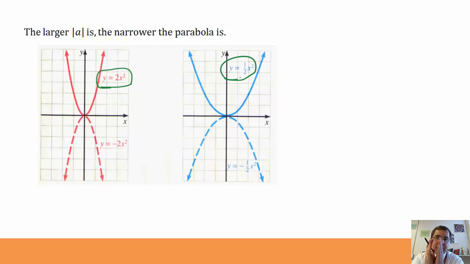Y equals 4x squared is going to be narrower than y equals 2x squared. Okay, y equals 1/4 x squared is going to be wider than y equals 1/2 x squared, because 1/4 is smaller than 1/2. This is the absolute value, so if I make it negative, all it is doing is flipping the original one over the x-axis. So y equals 2x squared and y equals negative 2x squared are the same width. They're just flipped over the x-axis.